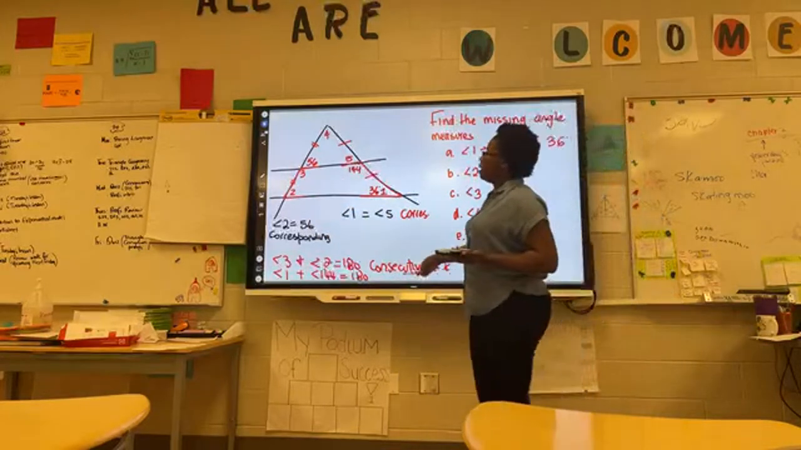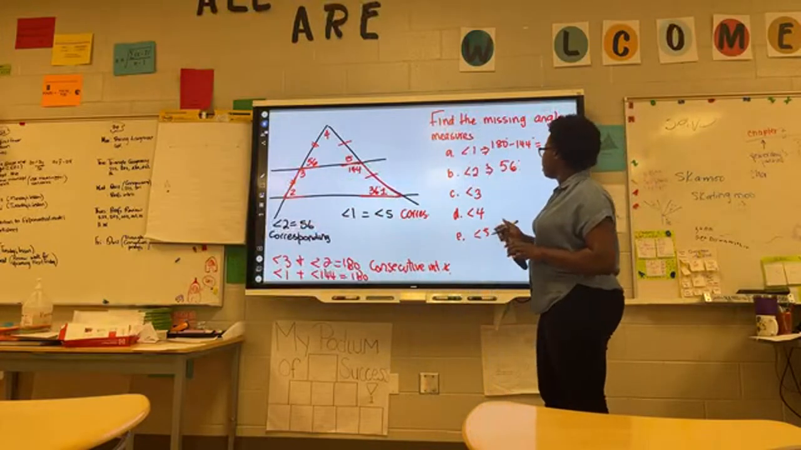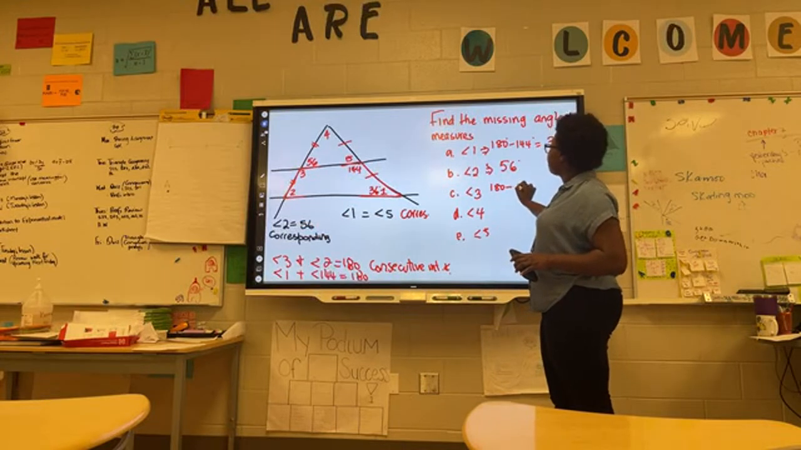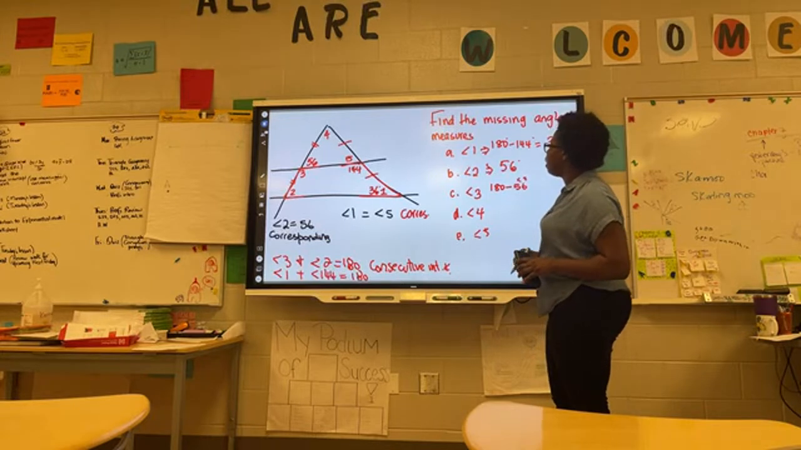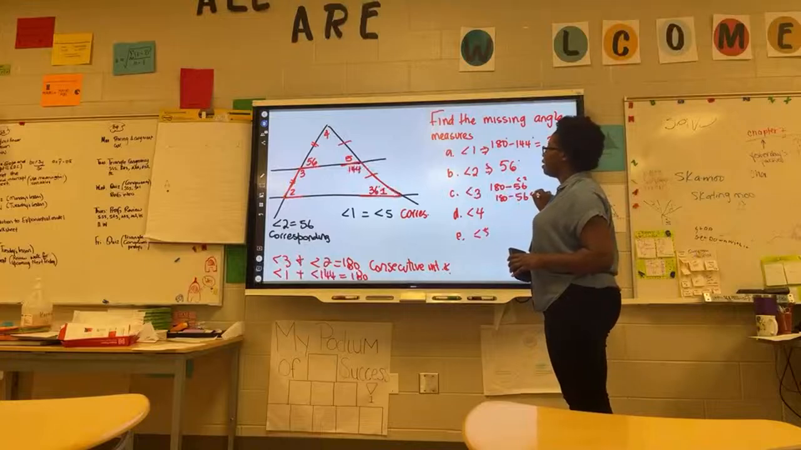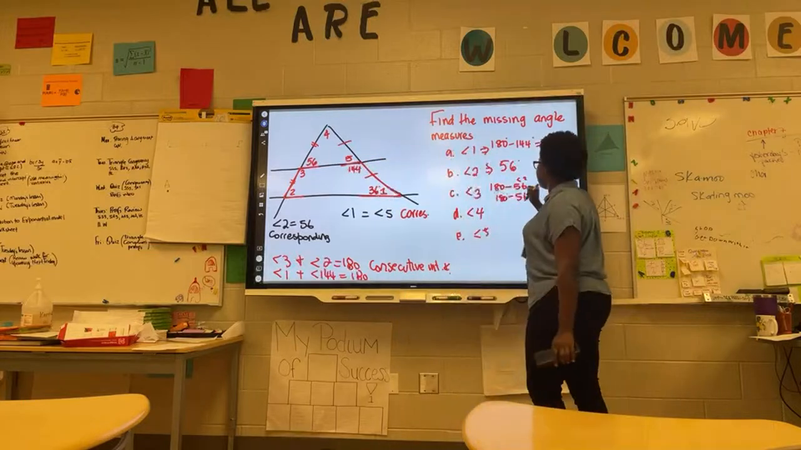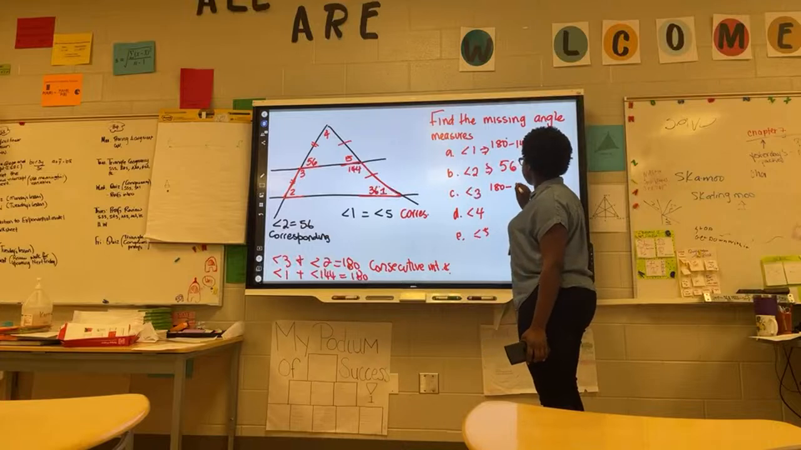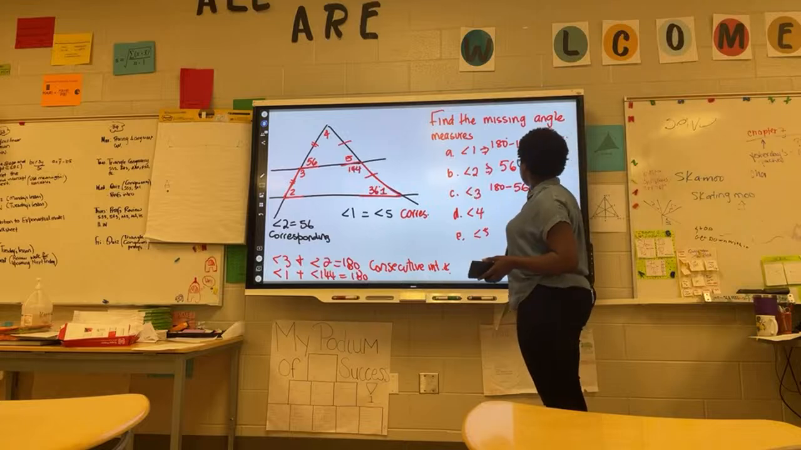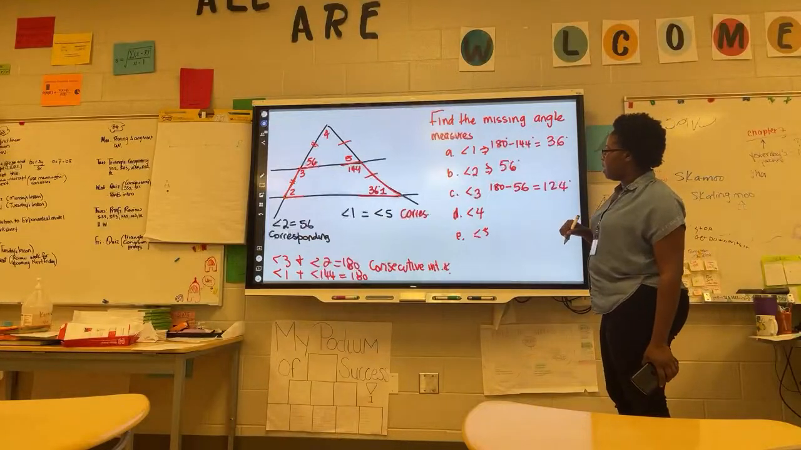Angle 3 is the one above that. There are two ways you can work angle 3. You can say 180 minus 56, which is your angle 2, or you can say 180, same thing, minus 56, which is the 56 above it, to give you the linear pair or the supplementary. So let's just stick with this one. It says 180 minus 56, which gives us 124. So angle 3 is equal to 124.